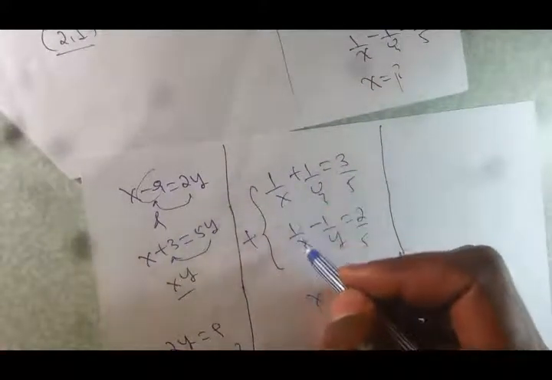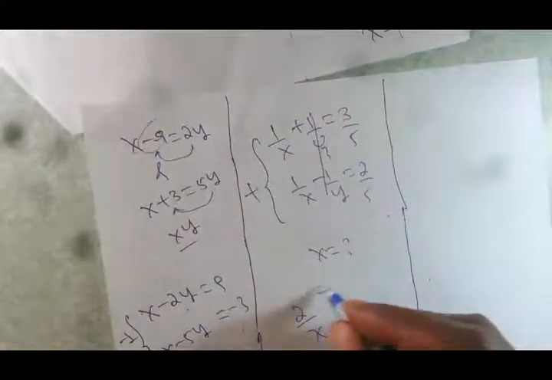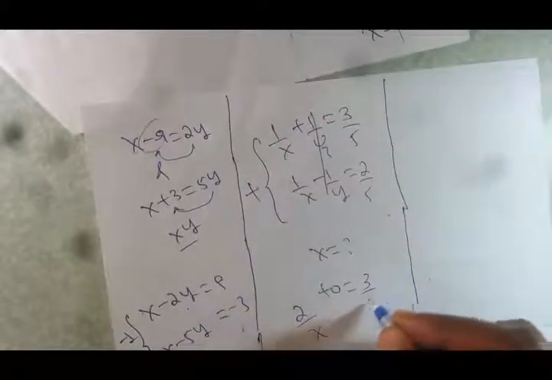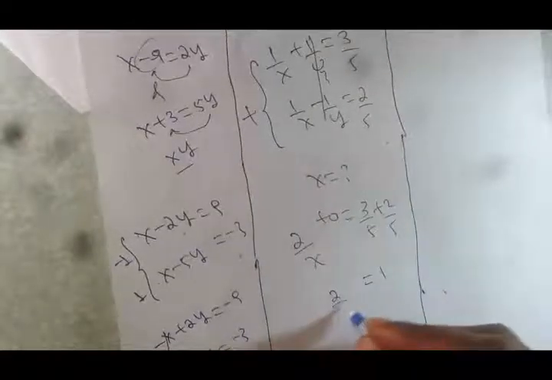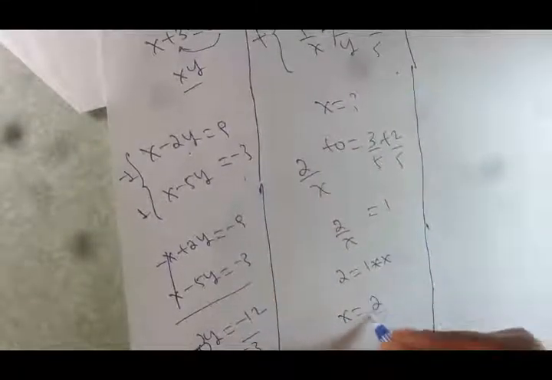Therefore 1 over x plus 1 over x becomes 2 over x. 1 over y minus 1 over y becomes 0, and this is equal to 3 over 5 plus 2 over 5, which is equal to 1. Therefore 2 over x is equal to 1. To find x, 2 is equal to 1 times x. So the value of x will be 2.